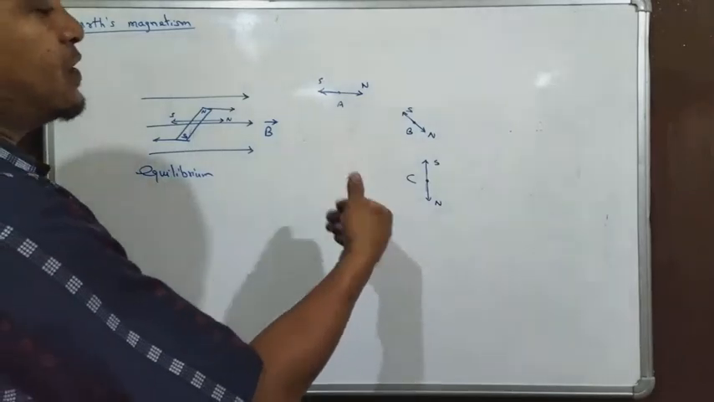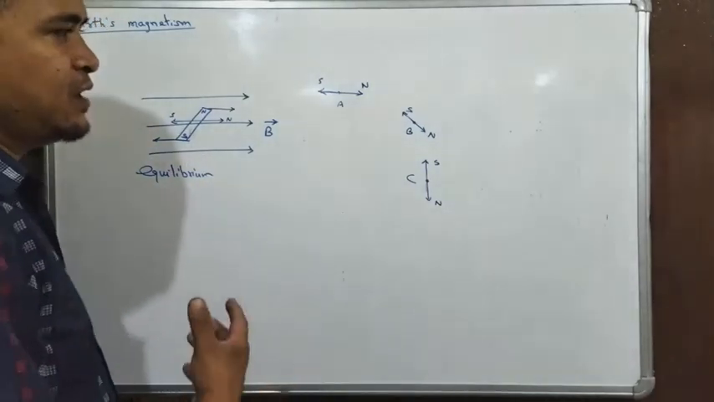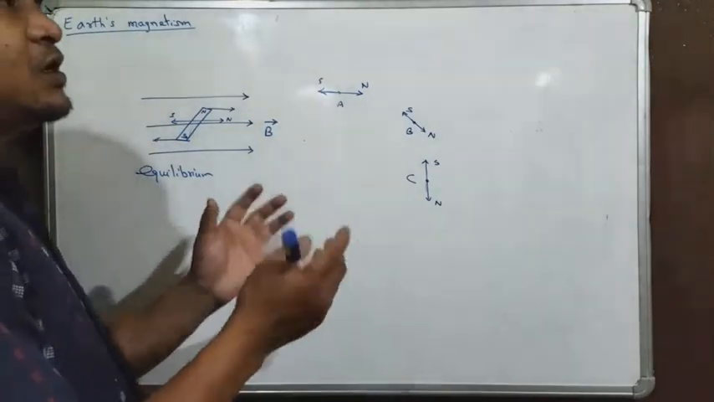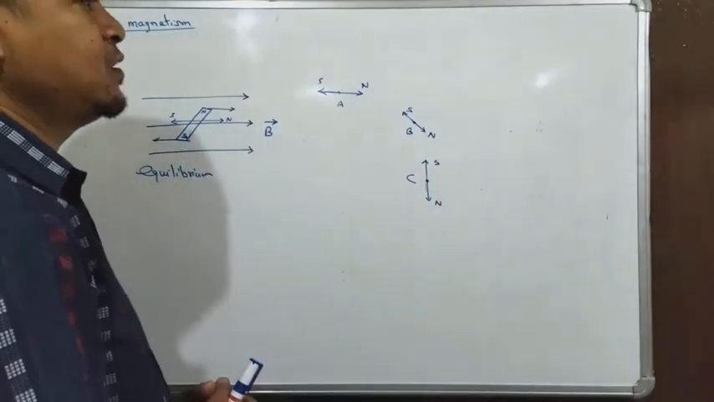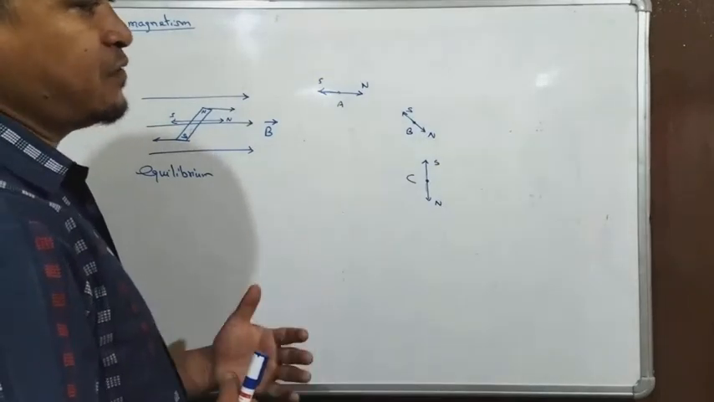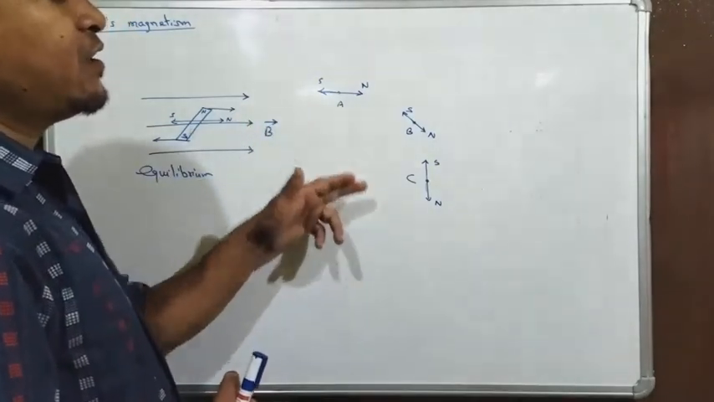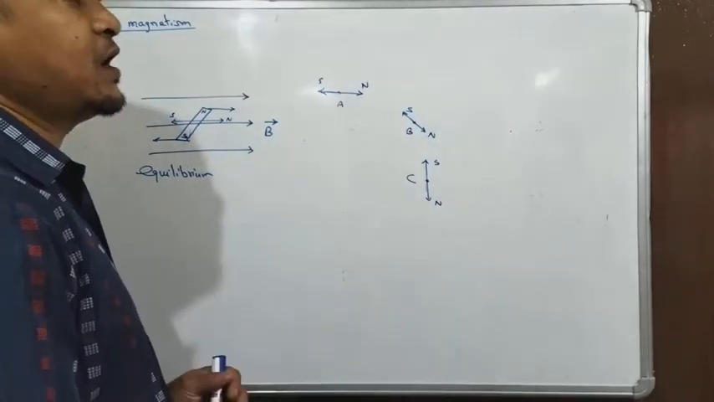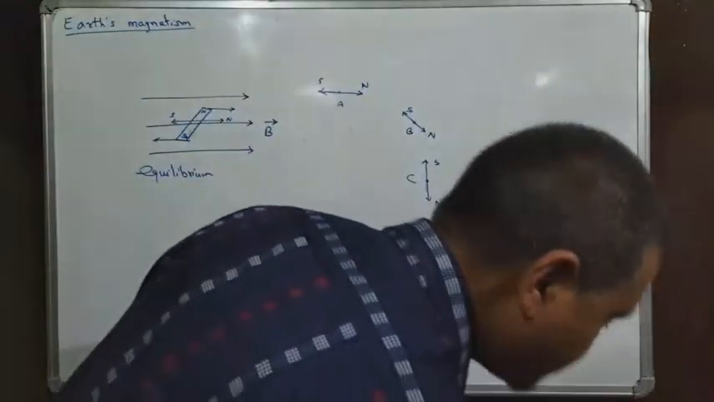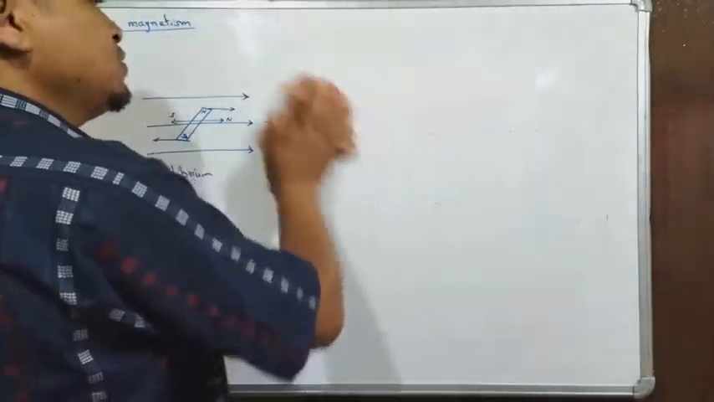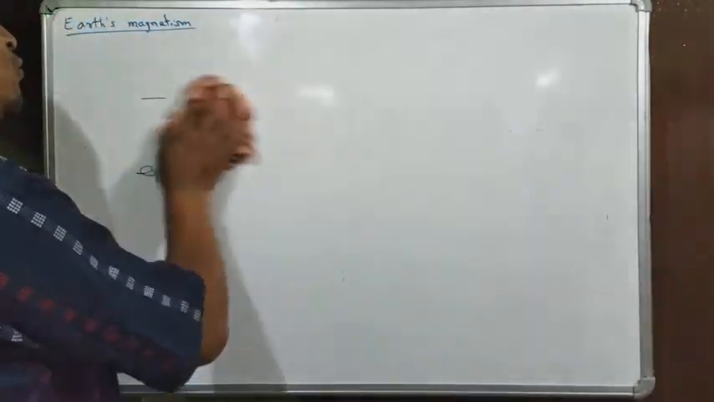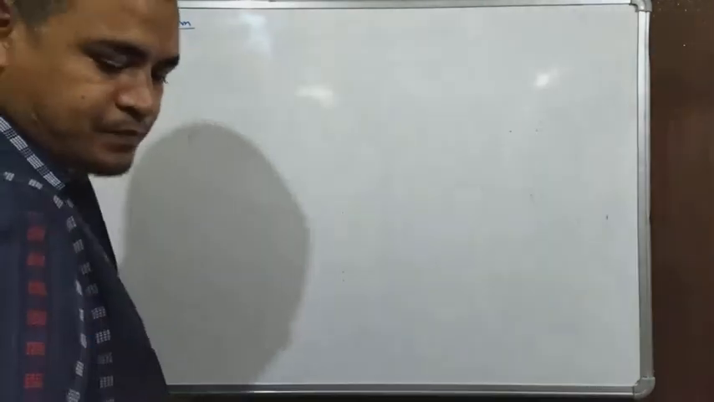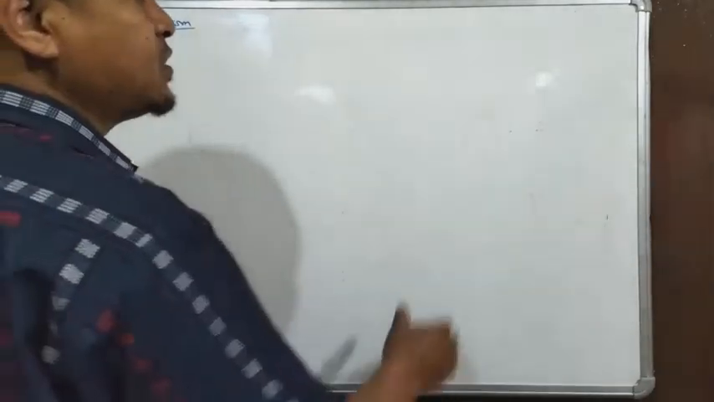It is clearly understood that the Earth is like a magnet, in which there is a magnetic field around the surface of the Earth. Because of the presence of that magnetic field, the magnetic needle at different places on the surface of the Earth aligns in different directions. So the question now is, what is the source of the magnetic field of the Earth? Who produced the magnetic field of the Earth?